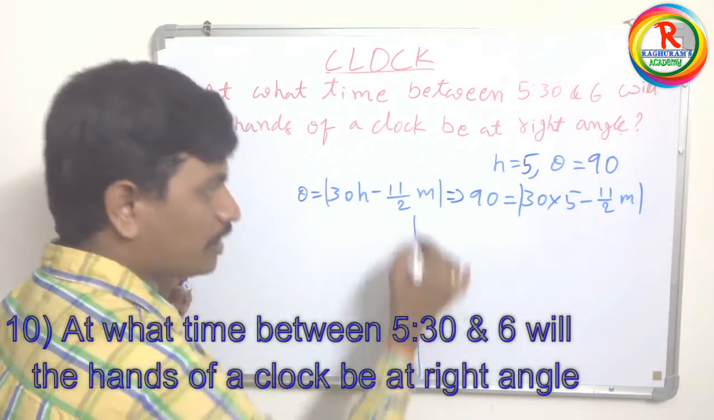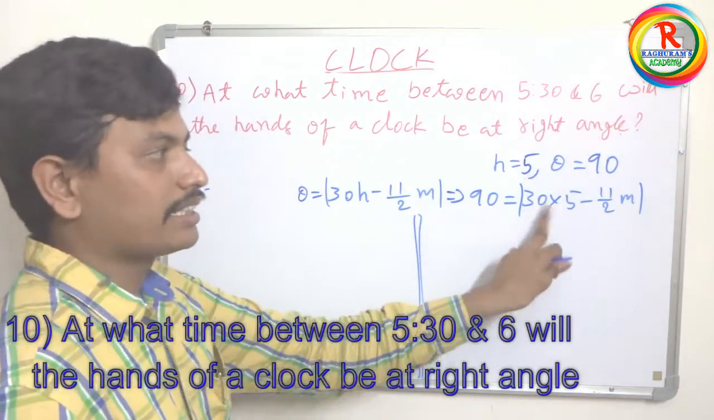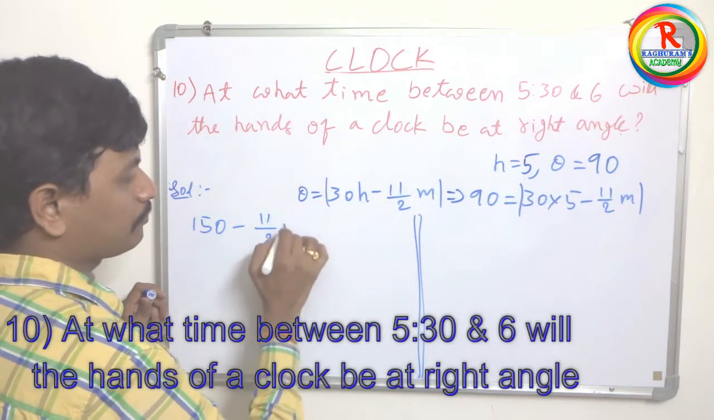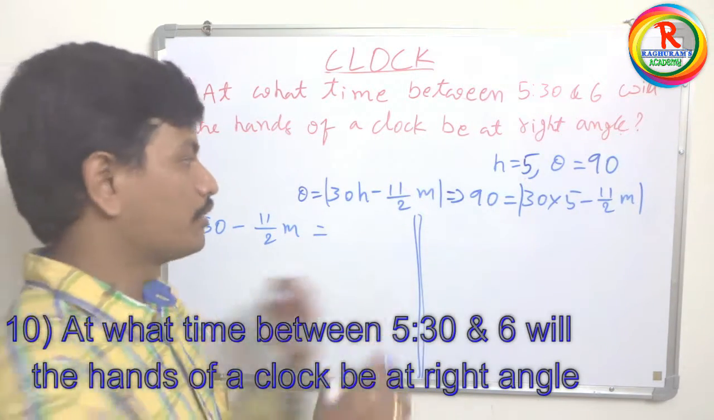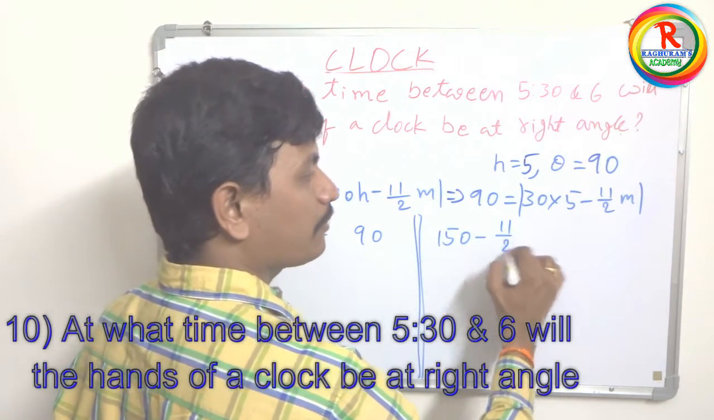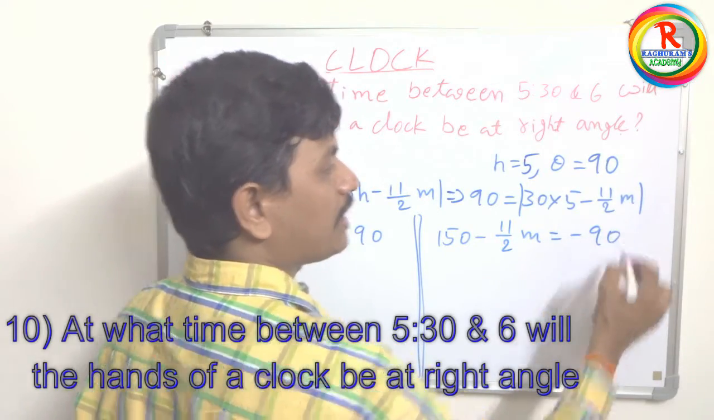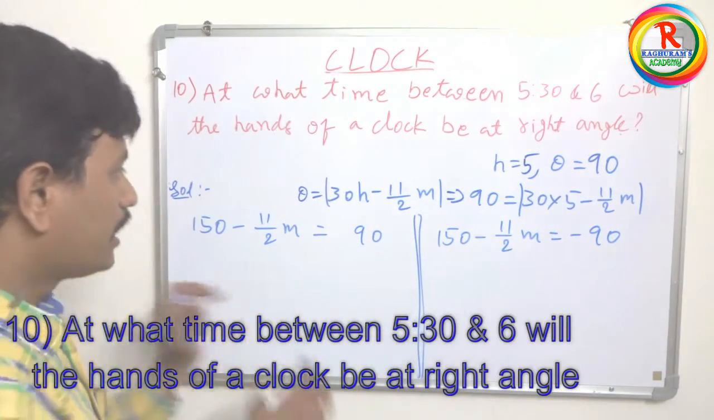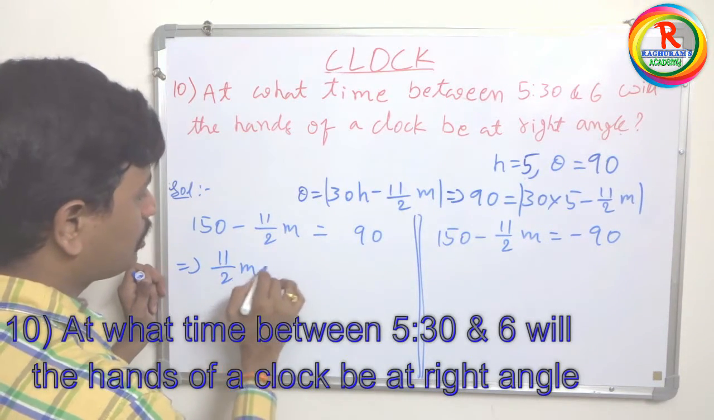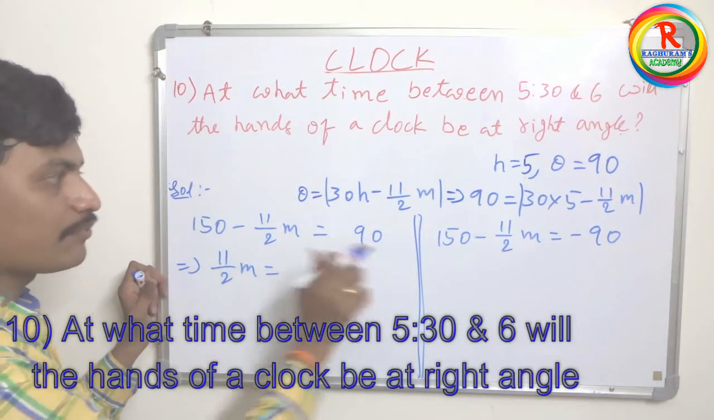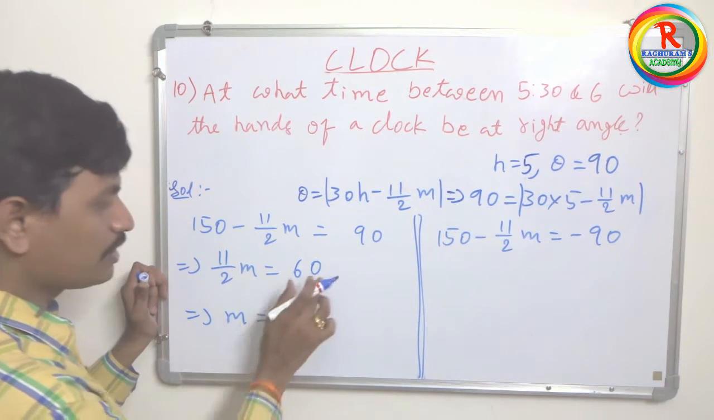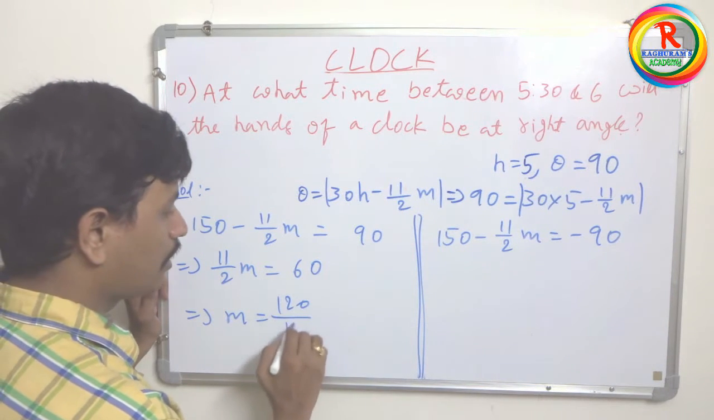So here also divide into two parts. First I'll take 30 into 5, that is 150 minus 11 by 2 m is equal to plus 90 here. Then 150 minus 11 by 2 m is equal to minus 90. Plus 90 first. Here I'll take minus 11 by 2 m to the right hand side. So what do we get? 11 by 2 m is equal to, on the left hand side, 150 minus 90. That is 60. So m is equal to 60 into 2, that is 120 by 11.